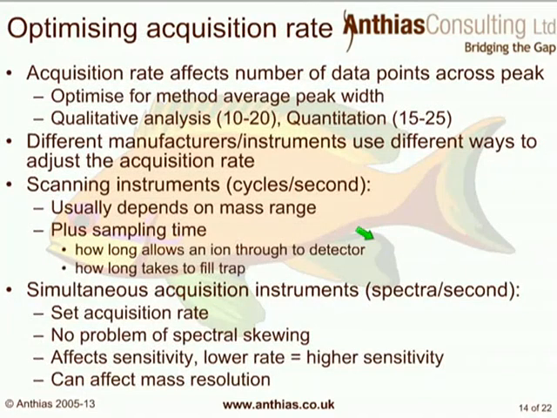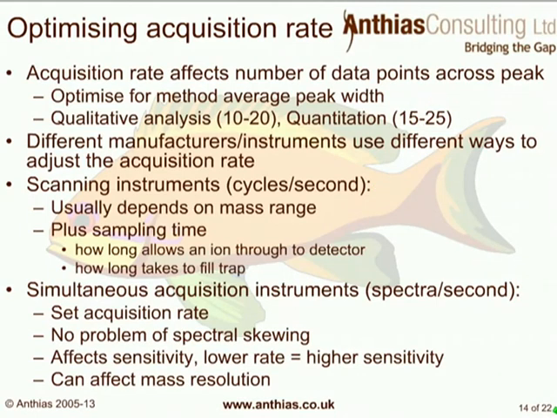So when we're optimizing our acquisition rate, this affects the number of data points across the peak. So we optimize it for the method average peak width. So what's the average peak width of our analytes coming out of the GC? For qualitative data analysis, it could be between 10 and 20 data points across that peak. But for quantitation, we want a higher number of data points, usually around 15 to 25.